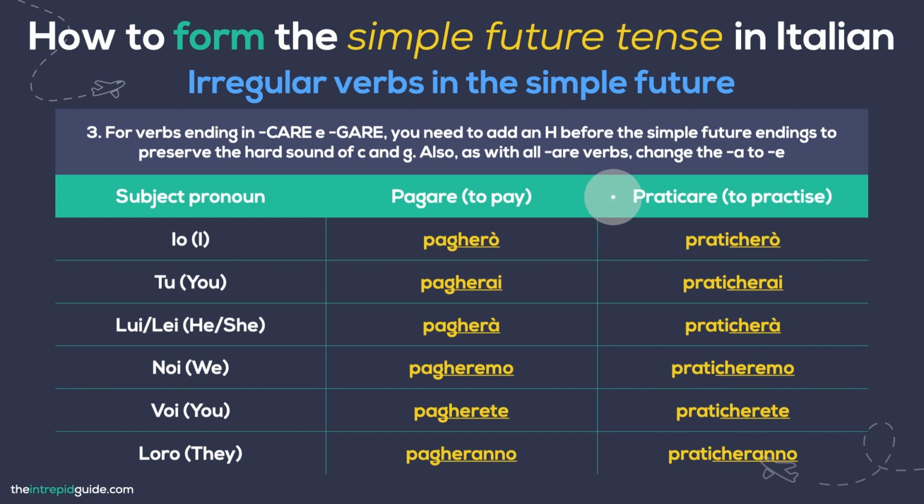Praticare, to practice: praticherò, praticherai, praticherà, praticheremo, praticherete, praticheranno. In some ERE verbs, the E in the root is dropped before adding the simple future endings.